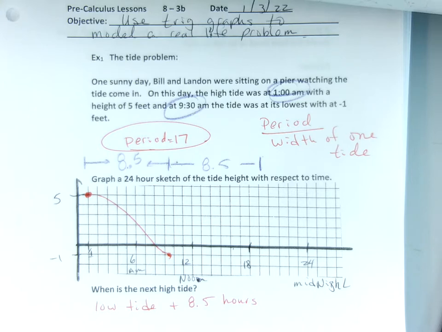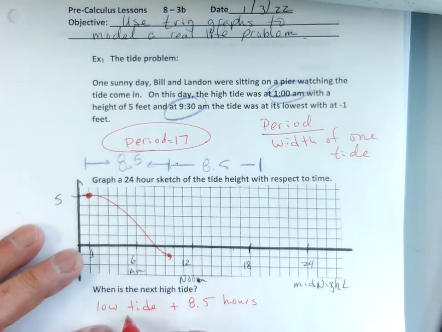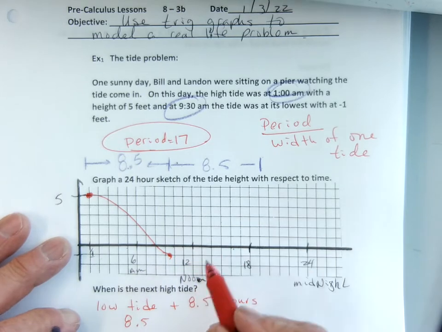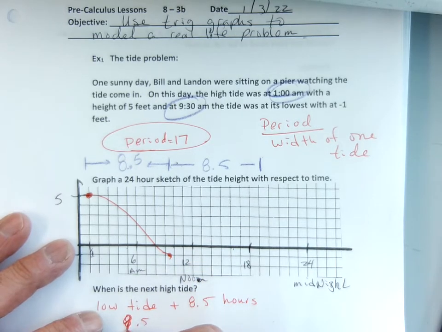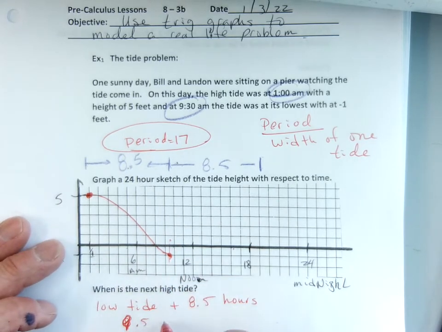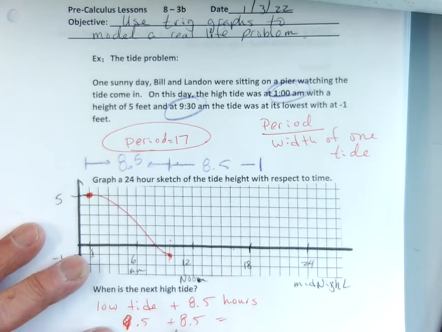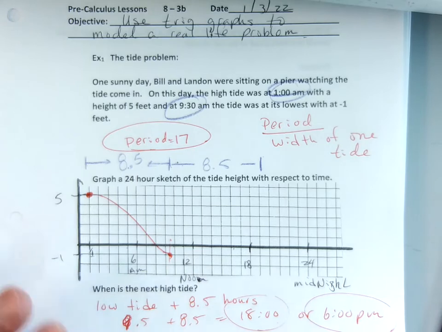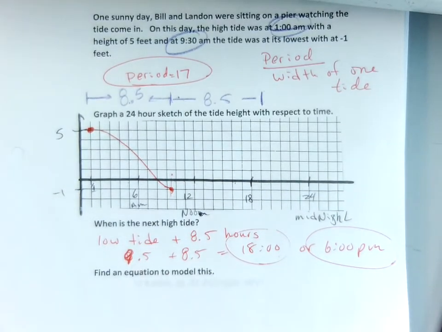So if I were to take, mathematically, my low tide, which was at 8.5 time-wise, right? No, it's 9.5, my bad. Low tide, the time is 9:30. 9:30 plus 8.5, let's see, 17, 18 hours, 18 o'clock or 6 o'clock p.m. Either one. Military time or 12-hour clock time. All right.